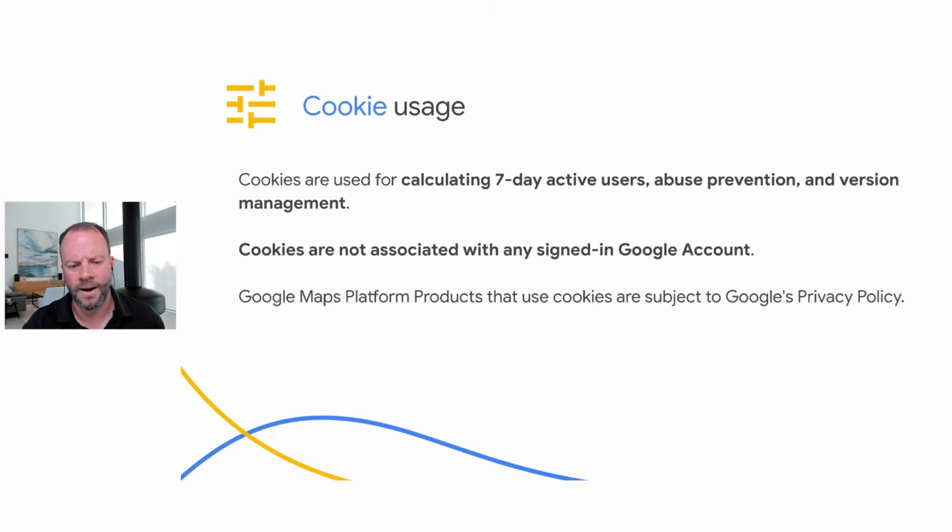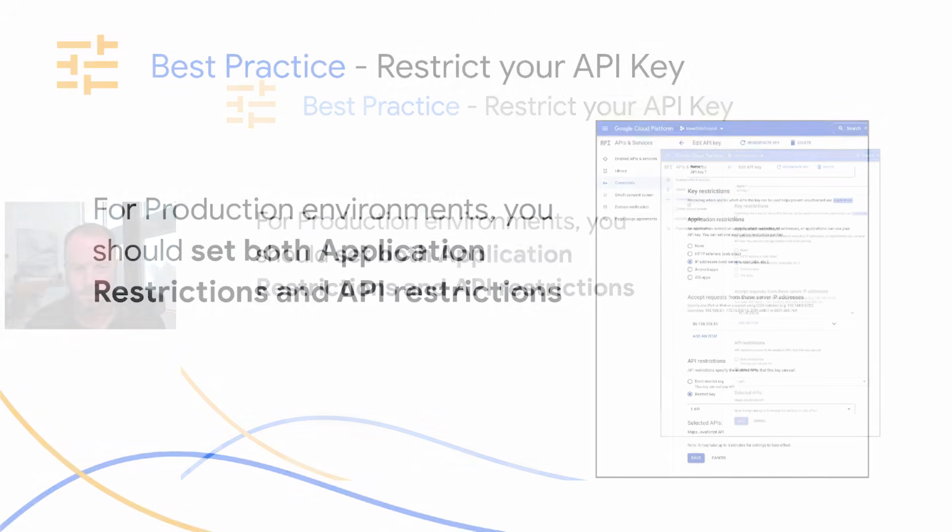We're not tracking their activity. We're simply using these cookies to determine our number of 7-day active users. We're using it for abuse prevention and version management. Full stop. And again, all of our Google Maps platform products that use cookies are also subject to Google's privacy policy. It's treated all the same.